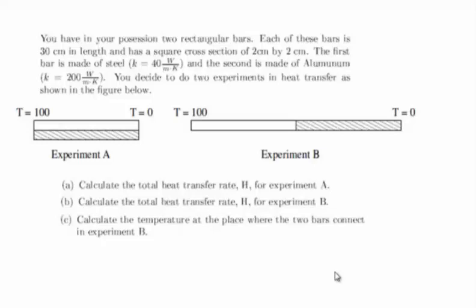In part A, we're asked to find the total heat transfer rate H for experiment A. Part B is the same for experiment B. And in part C, we're to find the temperature at the intermediate point where the two bars connect during experiment B.